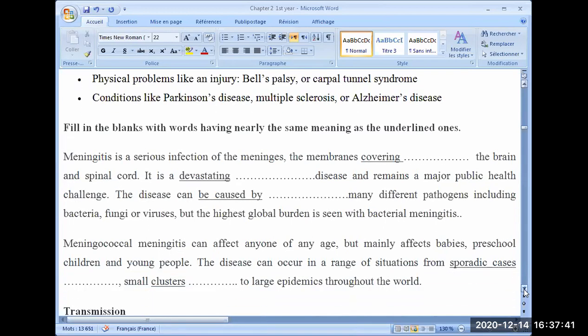Let's now read this paragraph about meningitis and supply some synonyms or words that have nearly the same meaning as the underlined words. Meningitis is a serious infection of the meninges, the membranes covering the brain and spinal cord. So, infection of the meninges. The meninges are the membranes that cover the brain and spinal cord.